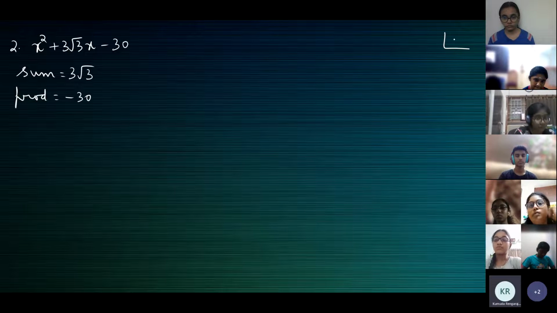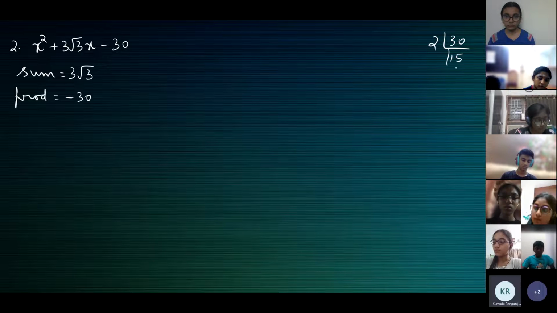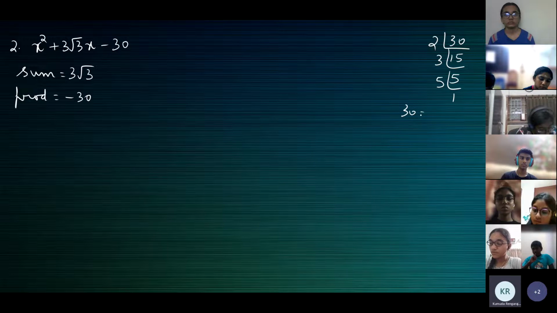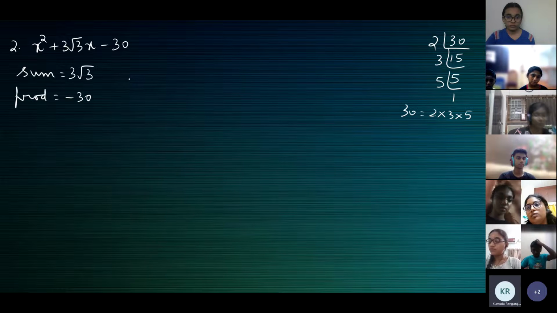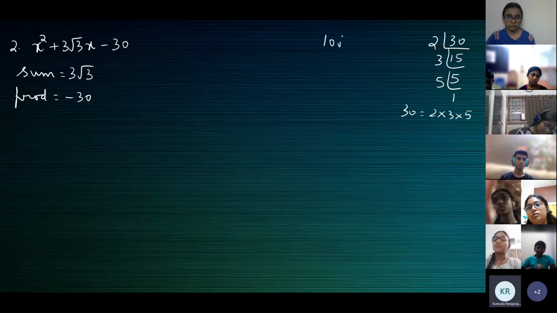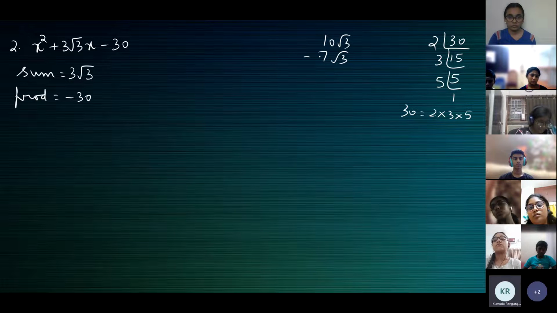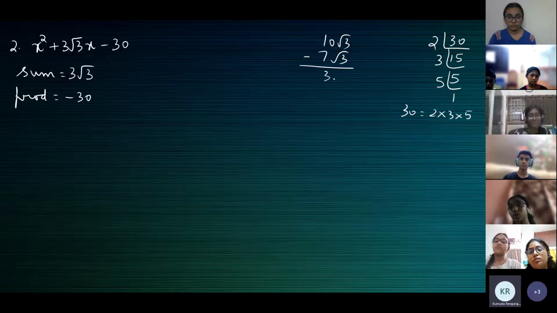So now in the rough column, take up 30 and find the prime factors of 30. So 30 is equal to 2 into 3 into 5. But you can see that the sum is 3 root 3. That means you must have two numbers which have root 3 in them. For example, I'm saying the two numbers should be like 10 root 3 and minus 7 root 3. Only then you will get 3 root 3 as a sum.